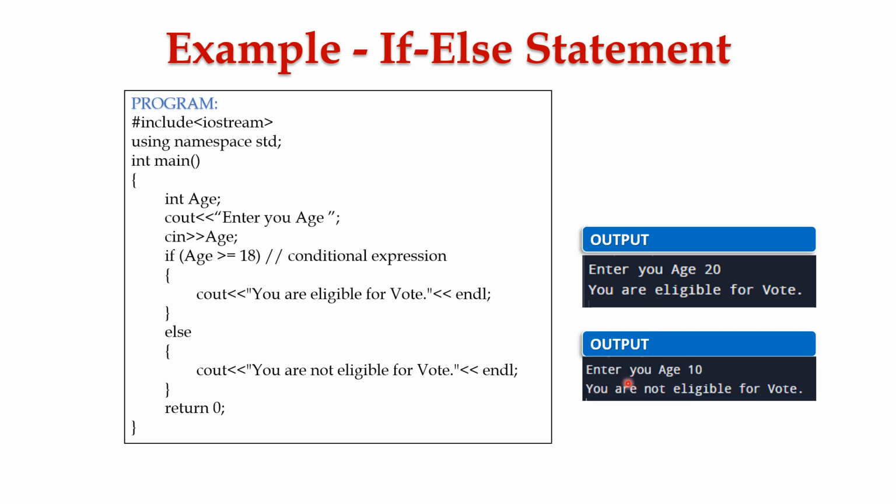So in next output, we can see that user has given the value 10. So 10 is less than 18. So the if part will not be executed. Instead, the else part will be executed. In else part, you are not eligible for vote is being displayed to the user using cout statement. We can see it has been displayed to the user in the output. Hope you are clear on if else statement.